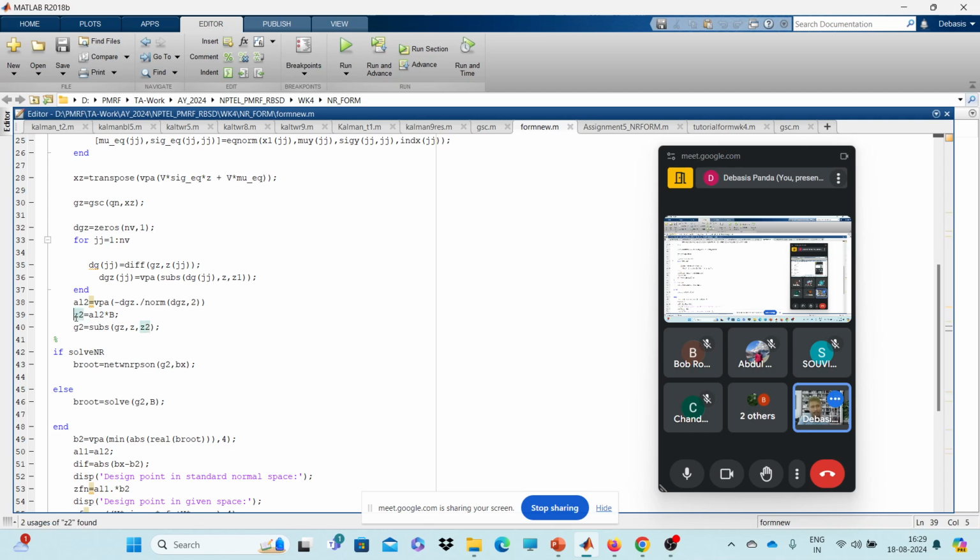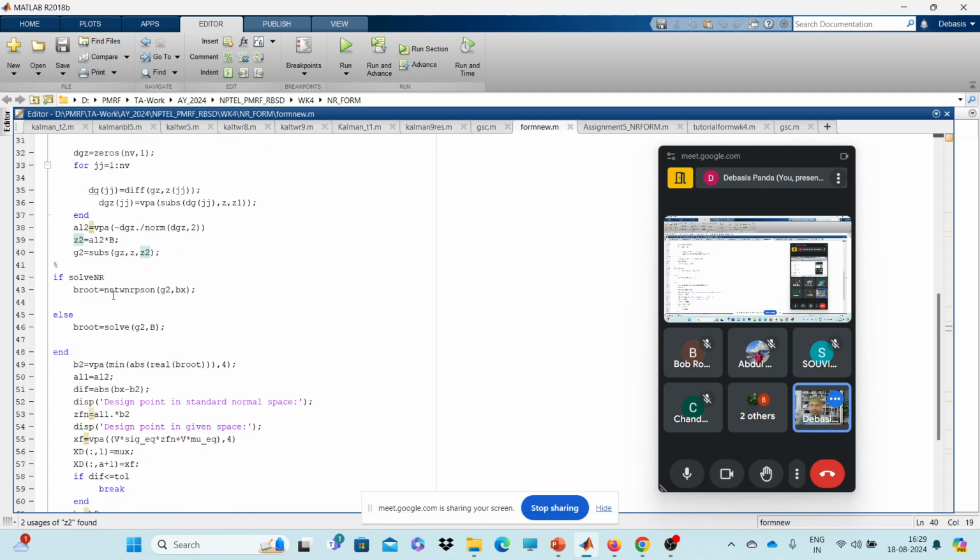That means z is nothing but alpha times the initial beta, that is, the initial beta you have considered. Now once we have those two values, you can formulate your g(z). Substitute z1 and z2 into g(z), and you get the equation we have solved here. Now once we have g(z) in the form of beta and alpha, we can solve it using a root finding technique like bisection, or the Newton-Raphson technique.